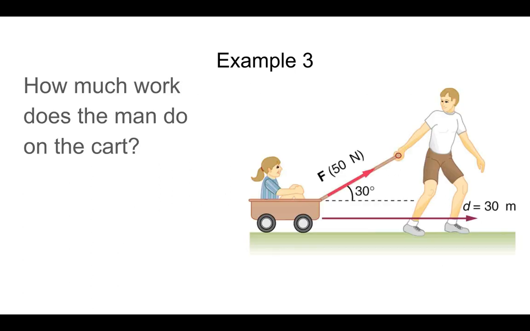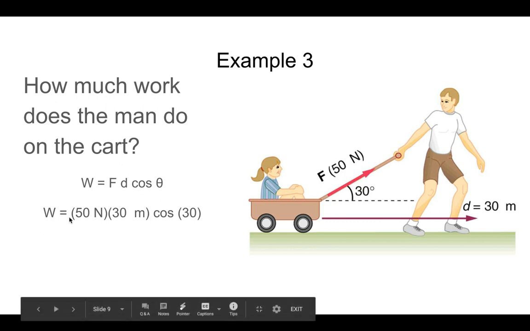All right, example number 3. We have this figure here and we can see that there's a force, there's a displacement, and there's an angle, and we want to know how much work the man does on the cart. So our equation: work is equal to force times displacement times the cosine of theta. In this case, we can see that the force is 50 newtons, the displacement is 30 meters, and again, remember this cosine of theta is the angle between the force vector and the displacement vector. So we have the force vector up at an angle here, and the displacement vector is here. That means that angle has to be that 30-degree angle because it's between the force vector and the displacement vector. So we get work is equal to 50 newtons times 30 meters times the cosine of 30.